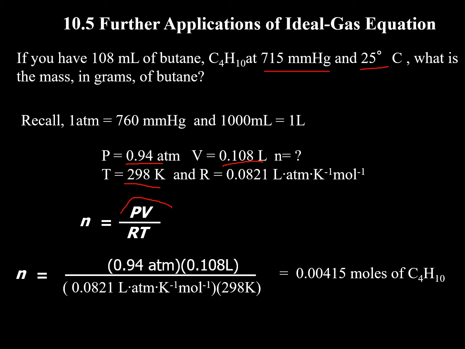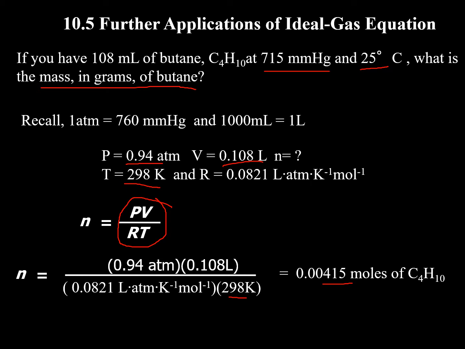So we isolate the variable we want, which is n. So we have n equals 0.94 times 0.108 divided by the gas constant divided by the temperature, 298, and we get 0.00415 moles. Well, that's not what the question is asking, because the question is asking what is the mass in grams of butane. The butane is C4H10. So we have the moles.